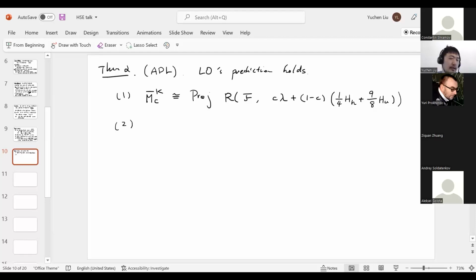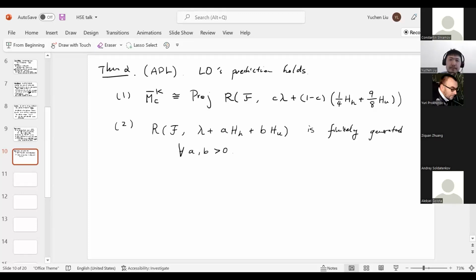But still, modifying this space, we can prove that the section ring of lambda plus... and actually we prove something even stronger. We prove that you can have two different coefficients and they're still finitely generated, for every A and B positive. Therefore, this recovers Lazar-O'Grady's finite generation conjecture and the K-stability in the same picture, where you have a two-dimensional wall crossing.